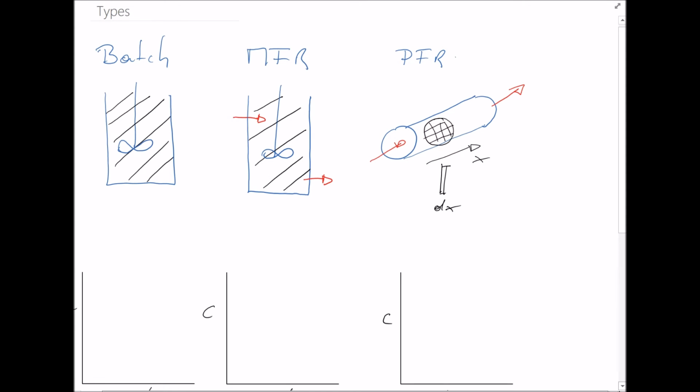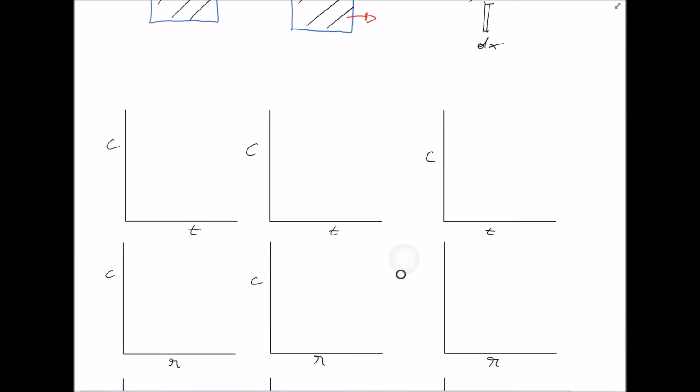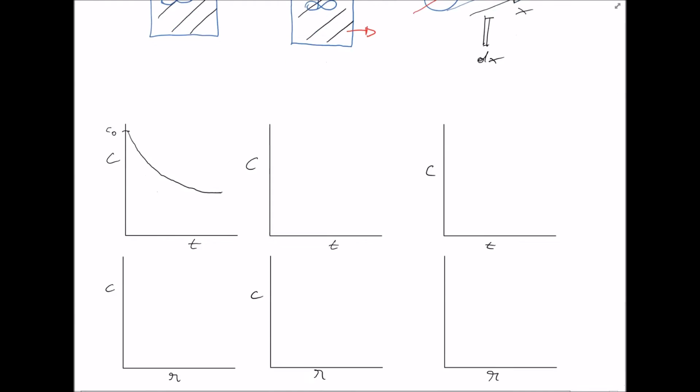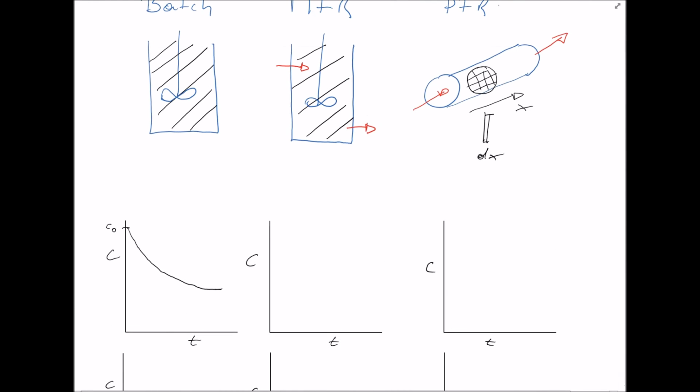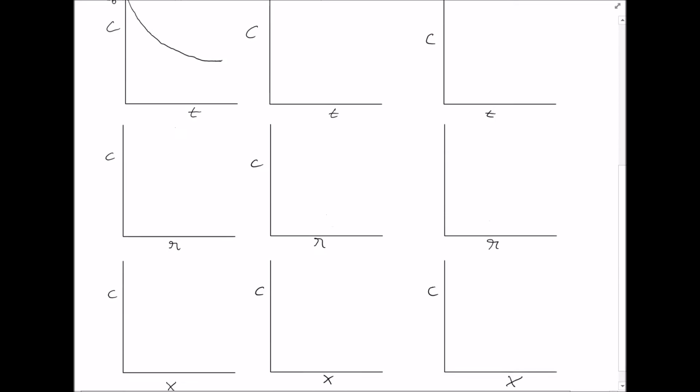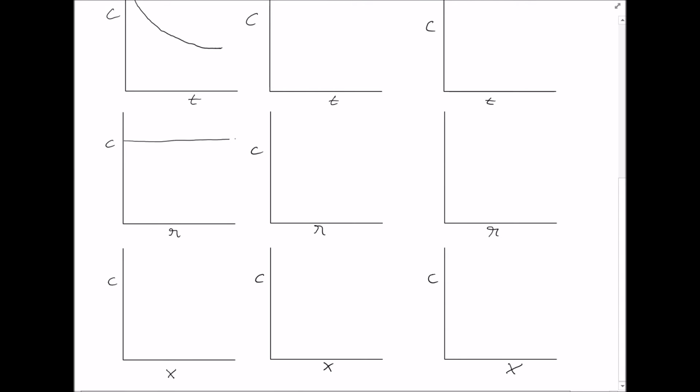So let's take a closer look at the concentration and how it changes down the reactor. First, for the batch reactor, all of the reactants enter at t equals 0 with the concentration of C0, and the longer they stay in the reactor, the more will get converted. As we assume perfect mixing throughout the tank, there's no change in concentration along the radius or the length.